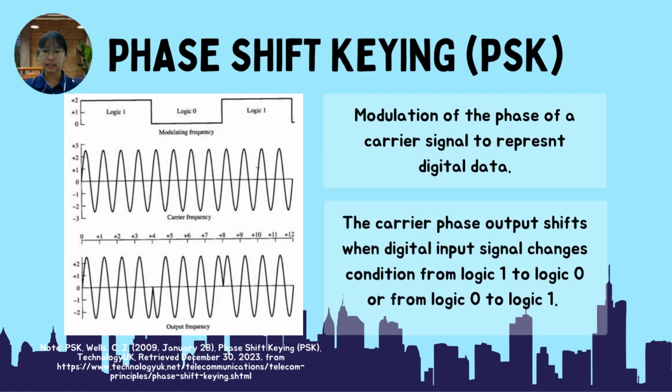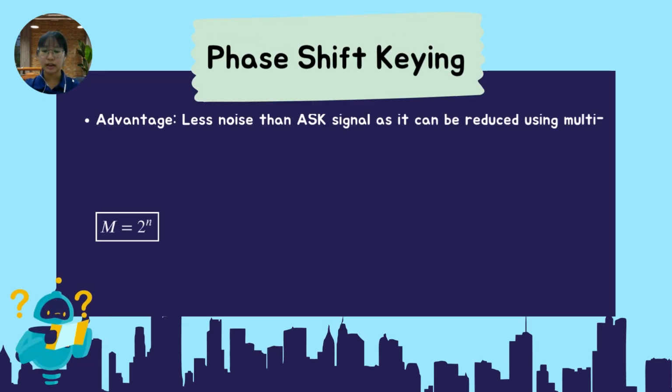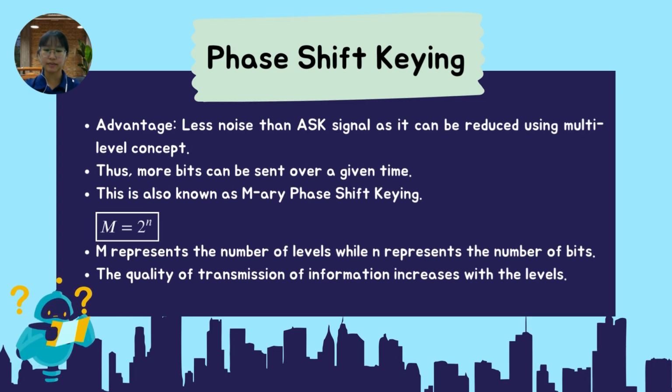Phase shift keying is the modulation of the phase of a carrier signal to represent digital data. We can see the carrier phase output shifts when the digital input signal changes condition from logic 1 to logic 0 or vice versa. The advantage of PSK is having less noise than the ASK signal, as it can be reduced using the multi-level concept. Thus, more bits can be sent over a given time. This is known as M-ary phase shift keying.